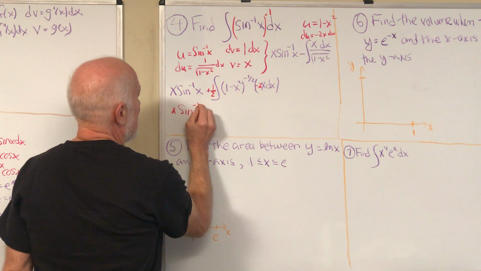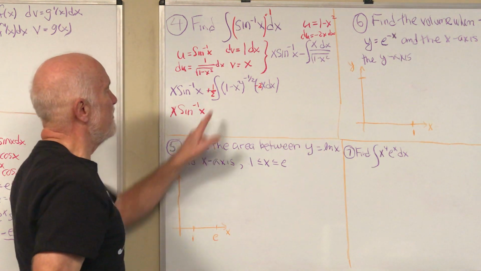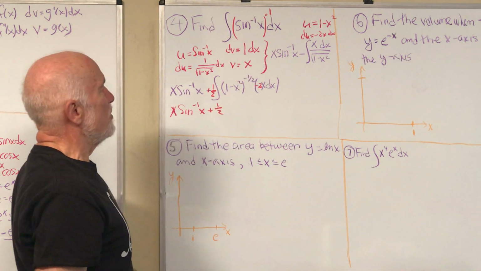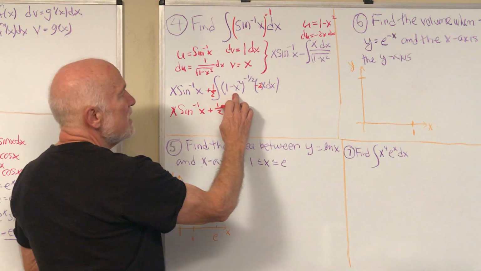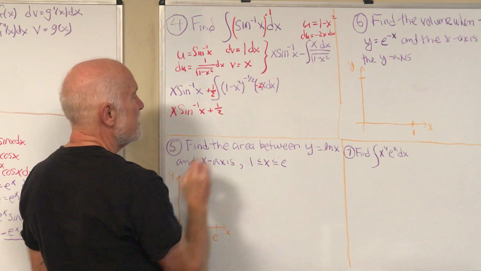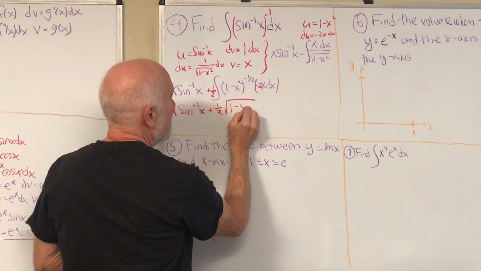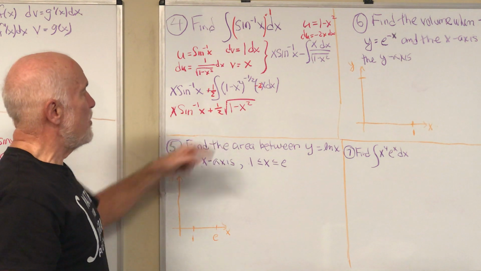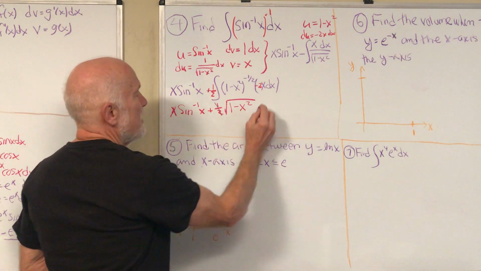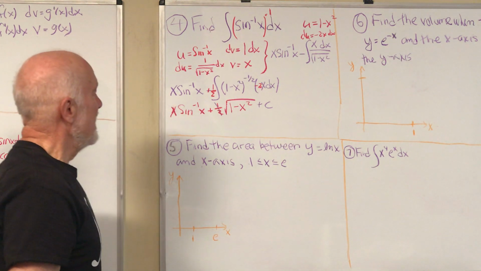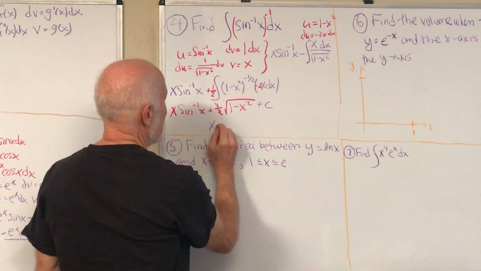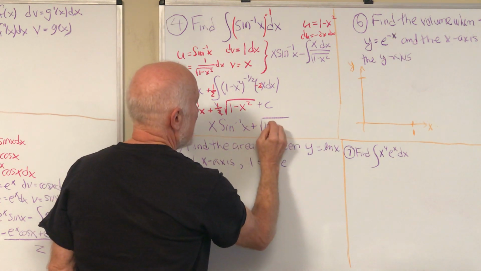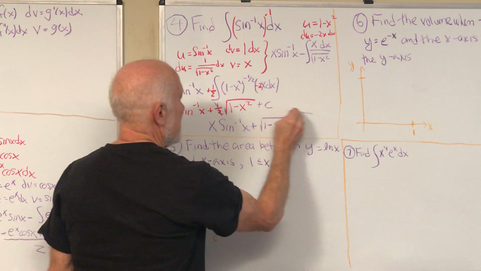Now, it is in the form of u to the nth du. So the antiderivative is u to the positive 1/2, and then divided by 1/2, which wipes out this, plus c. And that's our answer. X inverse sine of x plus the square root of 1 minus x squared plus c.